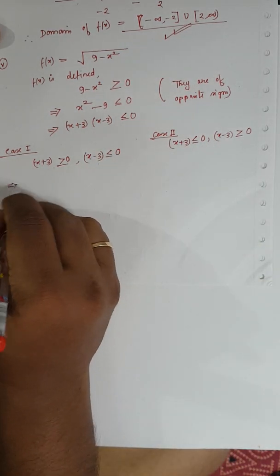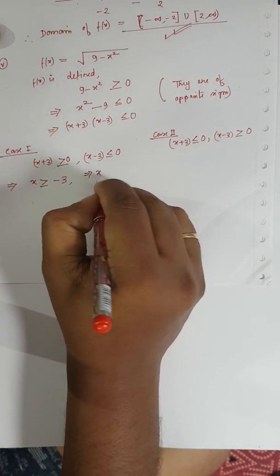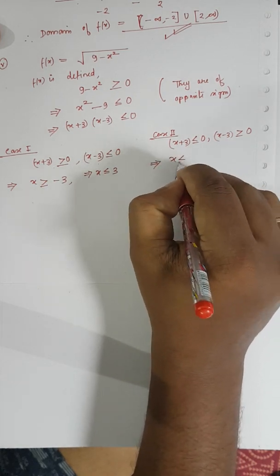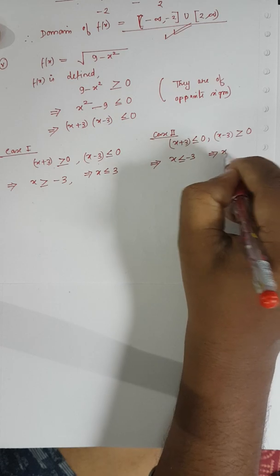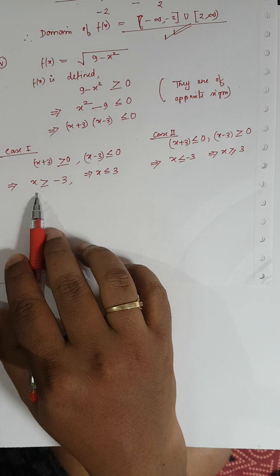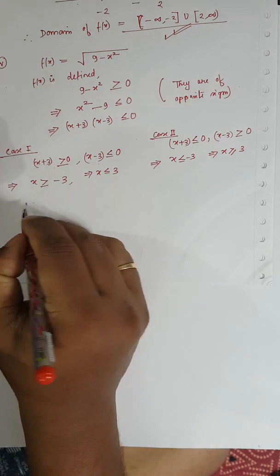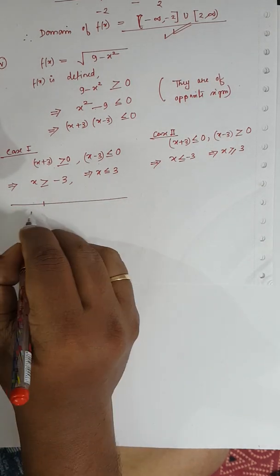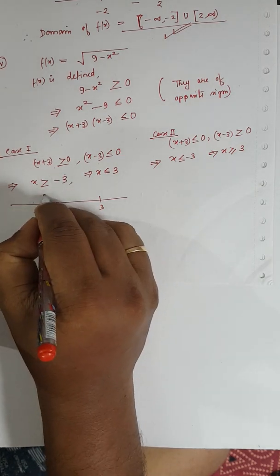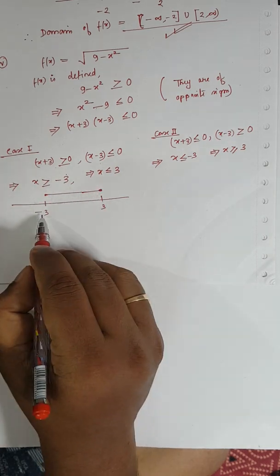So from here I am getting x is greater or equal to minus 3, and from this x is less than or equal to 3. From here I am getting x is less than or equal to minus 3 and x is greater or equal to plus 3. See, it says x is greater or equal to minus 3 and less than or equal to plus 3. If I do the number line, it is minus 3 and it is plus 3. According to this, the value of x will be greater than minus 3 and less than 3. So the value of x will lie between minus 3 and plus 3.